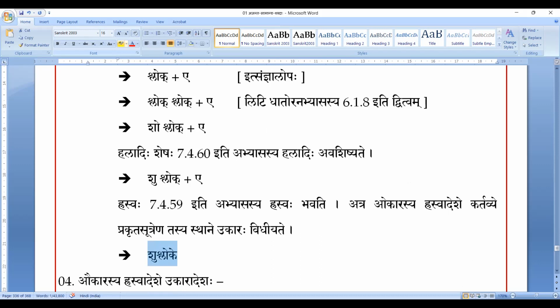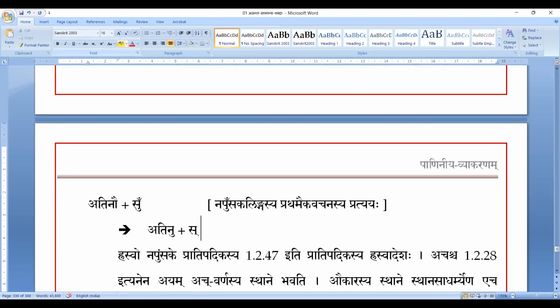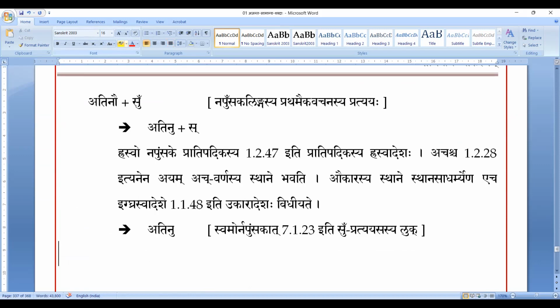That is the example. Just understand this much, it's enough. Don't worry about the duplication or lit. Then aukarasya. So Atinau, it's a napumsakalinga shabda. A napumsakalinga shabda cannot be in dirgha. Therefore, by Rasvaha napumsake pratipadikasya, au will be replaced by u. Therefore, the shabda would become Atinu, right? So that is Atinu plus Su. Now Atinu is like the shabda Madhu. You can take it. So sulopa. Therefore, Atinu you get. Tumanapumsakat, look. Therefore, Atinu.